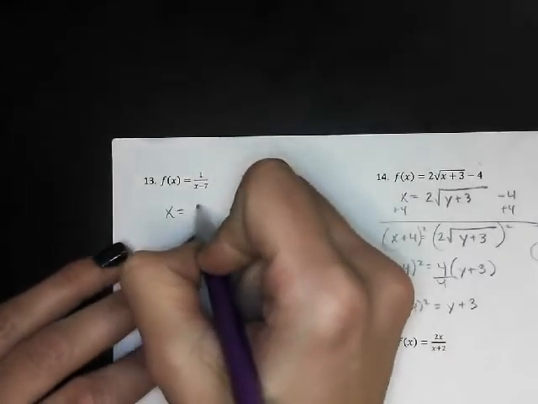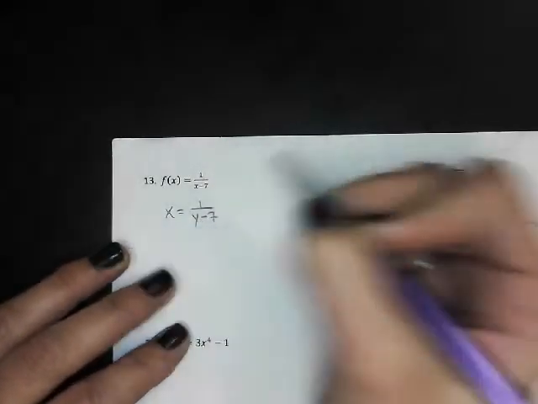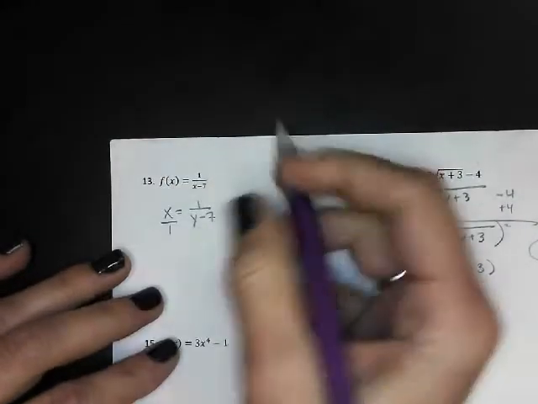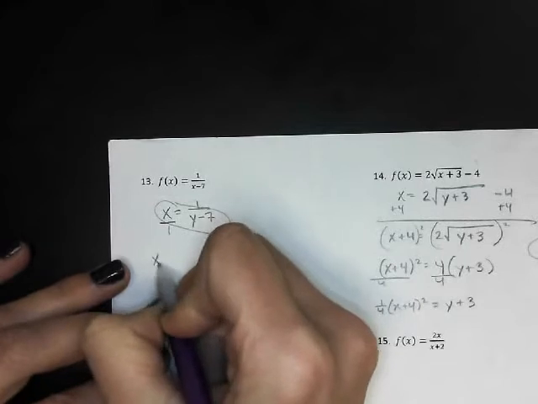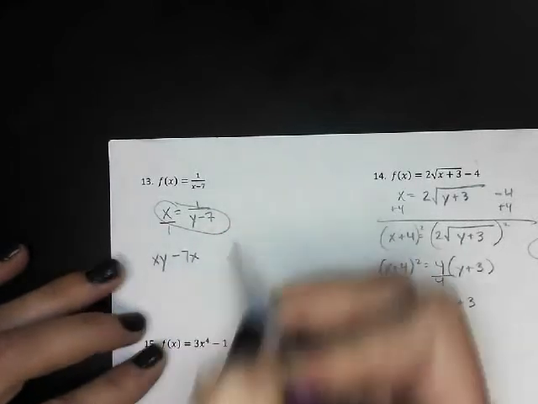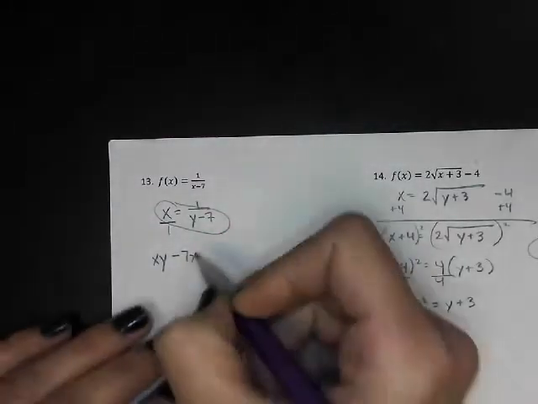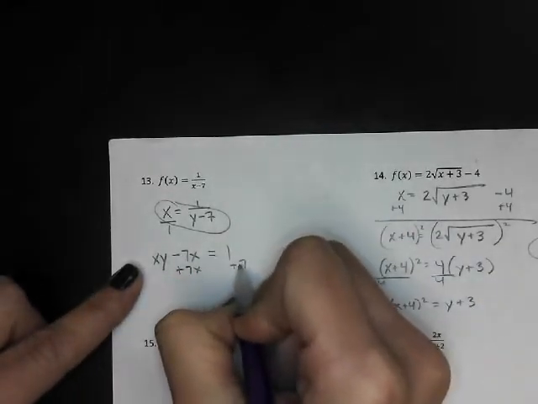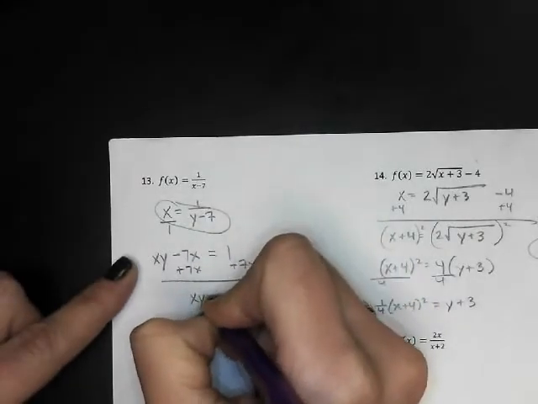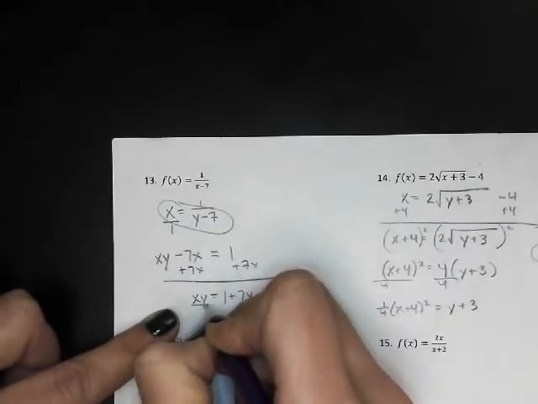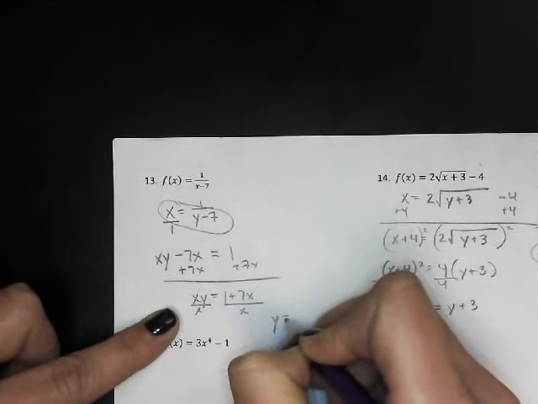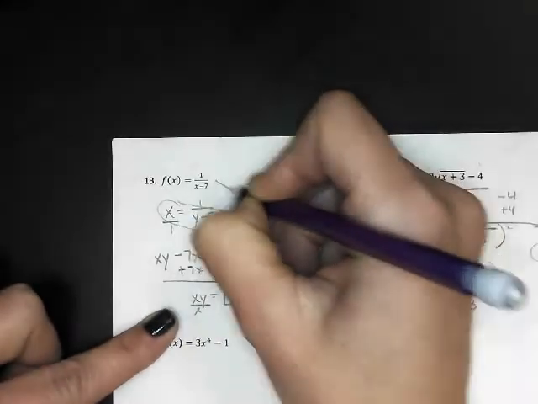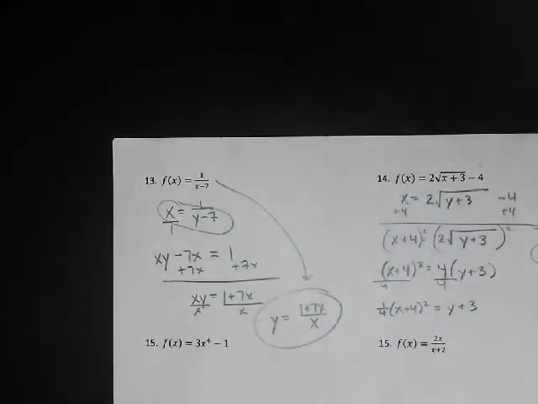So x equals 1 over y minus 7. Solving for y when y is in a denominator is tricky. You've got to cross multiply to get it out. That cross multiplying is going to require distributing, and then we have to solve for y, so we're going to add the 7x over and divide by x. So you get y equals 1 plus 7x over x. So guess what? The inverse of a rational is a rational.